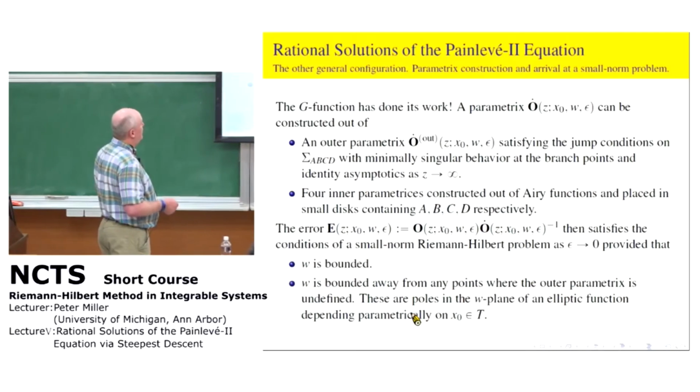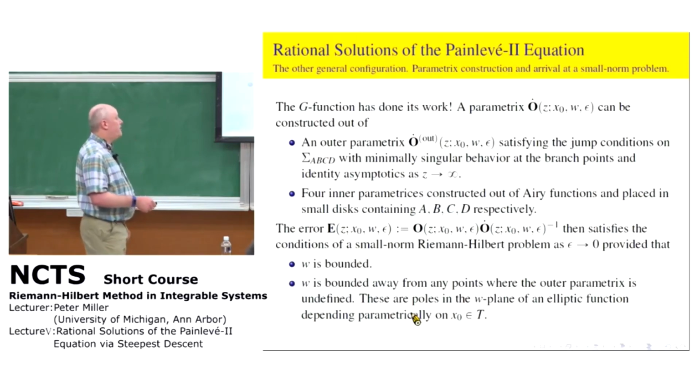Okay, so anyway, the point is that the error, O times O dot inverse, is going to satisfy the condition of a small norm Riemann-Hilbert problem in the limit epsilon goes to 0, provided that w is bounded because there were these factors e to the wz in the exponential in the jump matrix that would have to be bounded, and w also has to be bounded away from any points where it might happen that the outer parametrix is undefined.